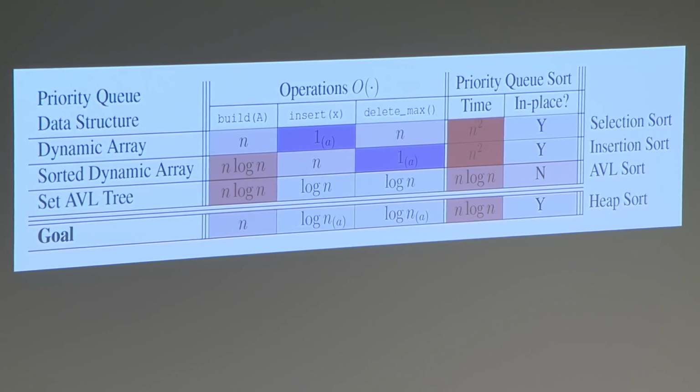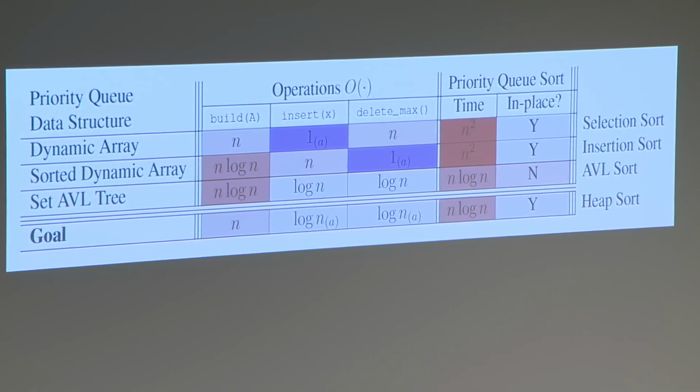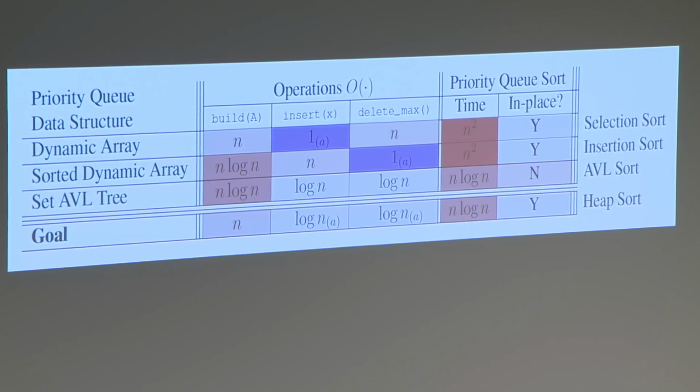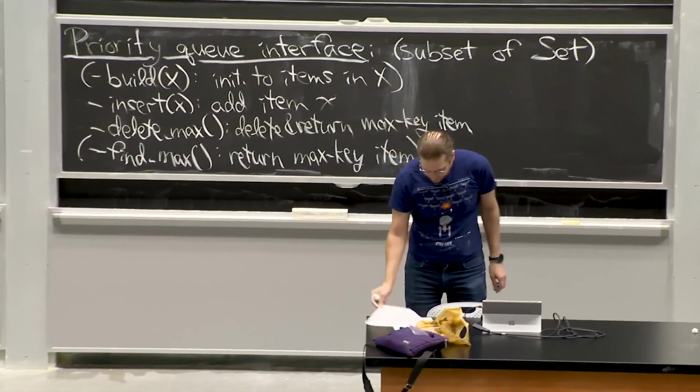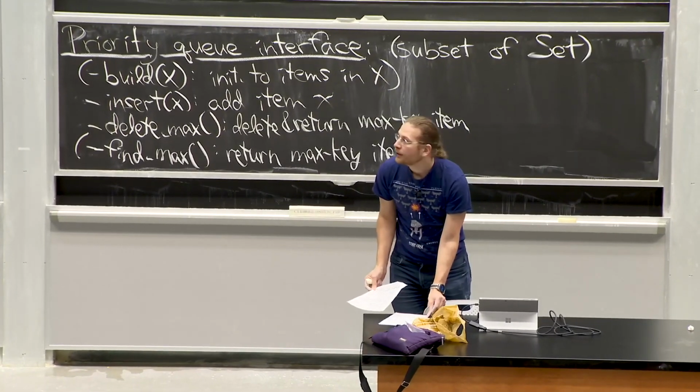And so when we plug it into our sorting algorithm, priority queue sort, our generic sorting algorithm, not only do we get n log n performance, but we also get an in-place sorting algorithm. This will be our first and only in this class, n log n in-place sorting algorithm. Cool. That's the goal.